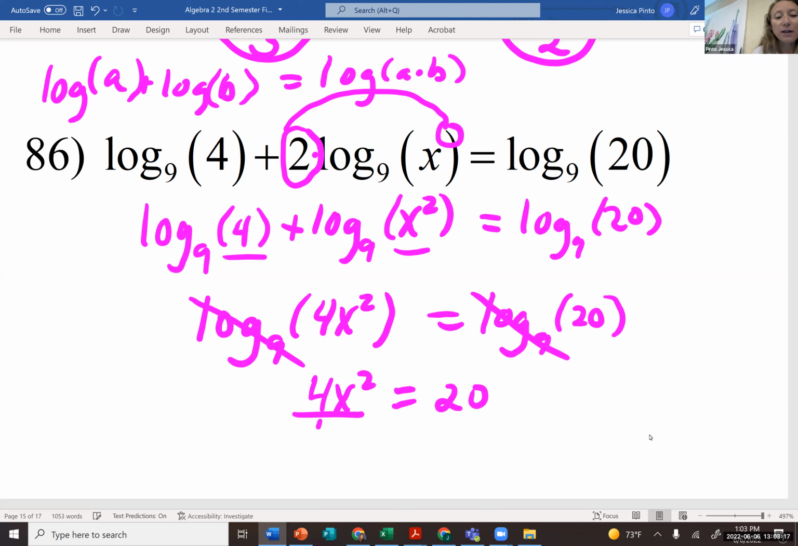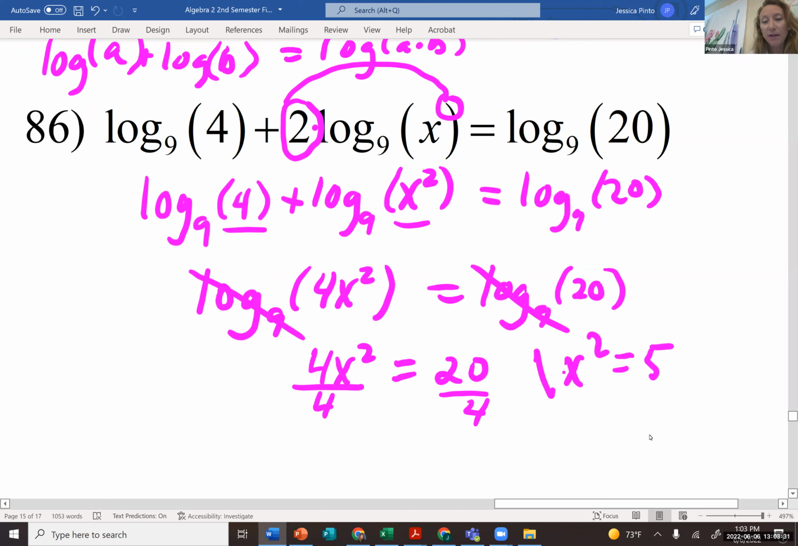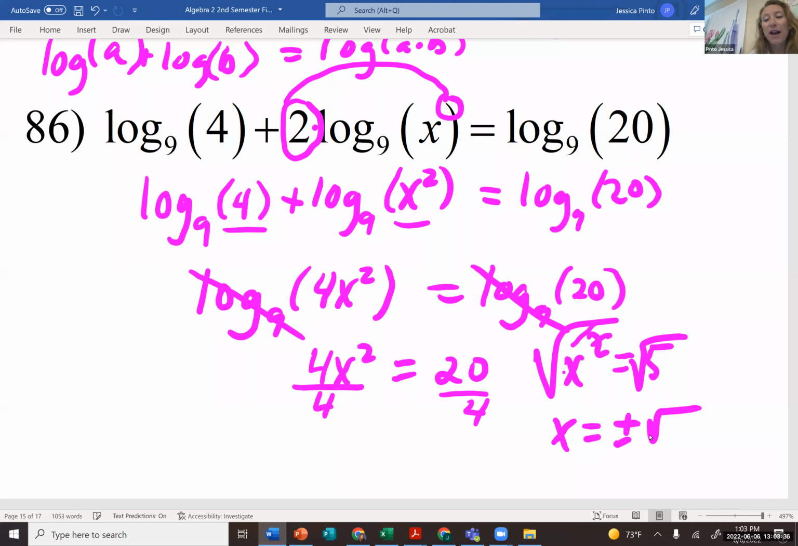I divide by 4, and I have x squared is equal to 5. And I normally would solve this and get 2 answers, meaning plus and minus rad 5. So I'm going to take the square root here, and I normally, right, I'm going to get x is equal to plus or minus rad 5. However, this is a log. So if I plug in to this original x a negative value, that doesn't work. So this negative is not needed. We only get x is equal to the square root of 5.